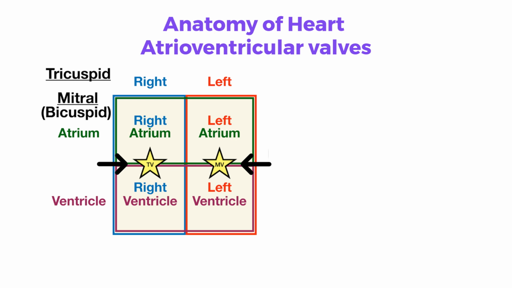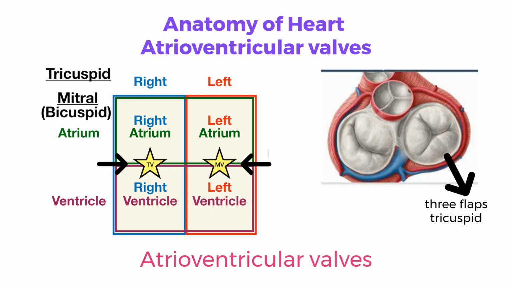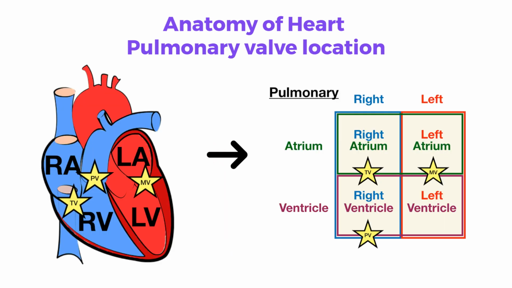The tricuspid and mitral valves are located between the atria and ventricles, so they can be referred to as the atrioventricular valves. The tricuspid valve has 3 cusps or flaps while mitral valve has 2 cusps or flaps. Mitral valve is also known as bicuspid valve. Third is pulmonary valve.